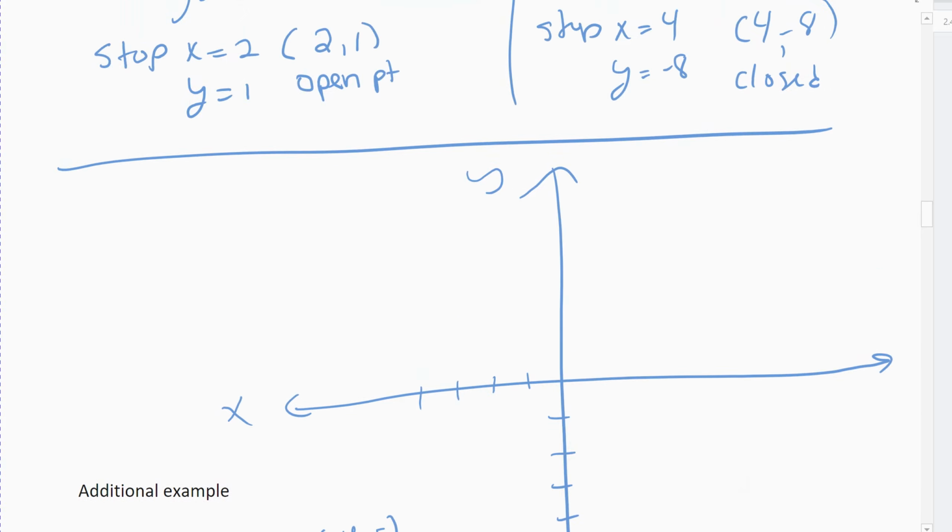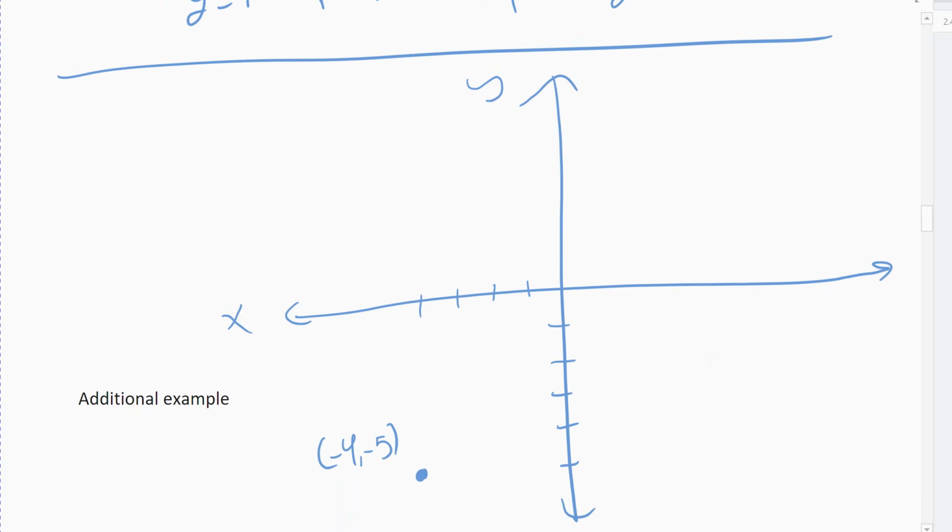All right, then the second point is at 2, 1, and it's open. So 2, 1. But it's an open point. Oops, open point at 2, 1. Go through there, connect my dots. And there's the first piece. All right, so there's piece 1 graphed between negative 4 and 2.